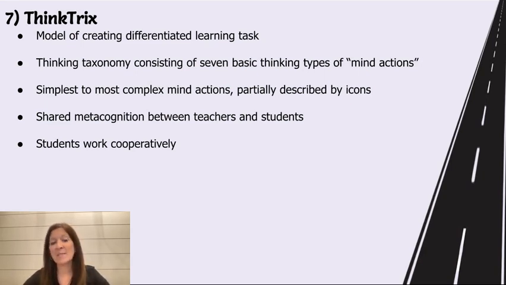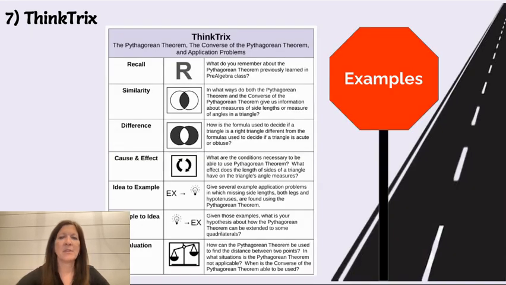What's nice about this is there are the icons, which help our visual learners. And then there's the shared metacognition between teachers and students, that they know and understand how they know something. Students work cooperatively, and this can be done orally or in writing or in a combination. Gifted students appreciate the independence and ownership that working in this type of grid allows them. And I have an example of a ThinkTricks grid that I created over Pythagorean theorem and its converse.